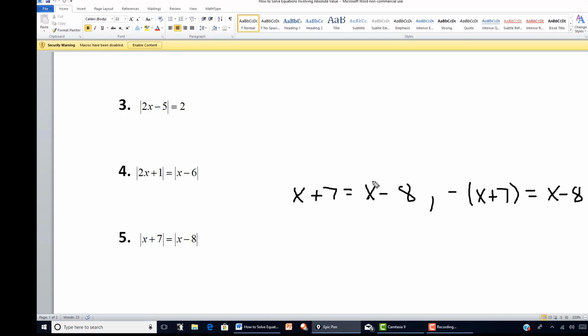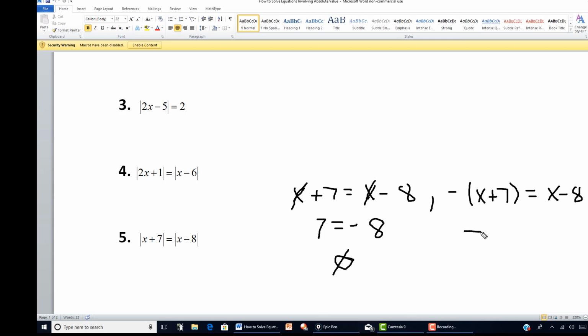Okay, so isolate the x. So this x and this x will cancel. So I get 7 is equal to a negative 8. Okay, that's a contradiction. So this equation right here has no solution. So that's the empty set.